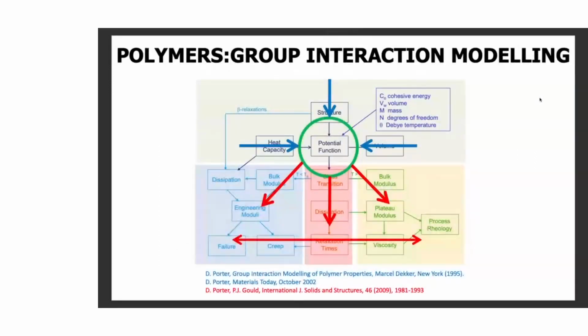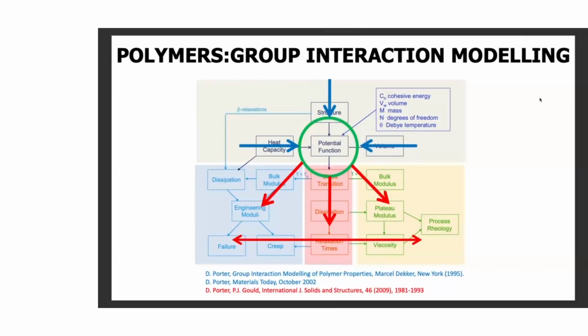What we see here, the thing in the middle, is the potential function. That is what we're aiming at. And there is a list of appropriate references, books, down below. Things like structure, heat capacity, and volume are what you feed into the system to get the potential function. And from that, you can make a prediction of the engineering moduli, the dissipation, the various moduli, and from that extend to creep, relaxation times, viscosity. So it's quite a powerful model.